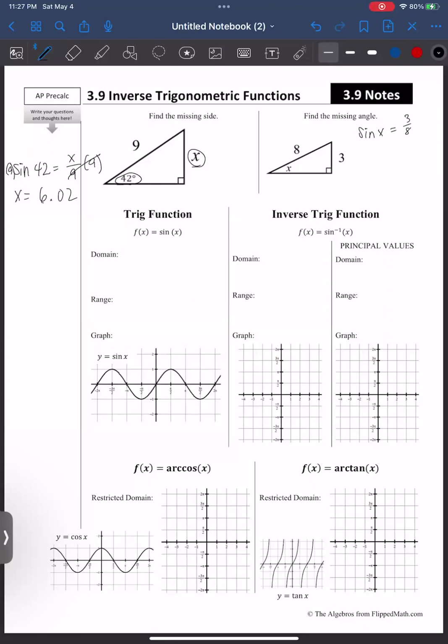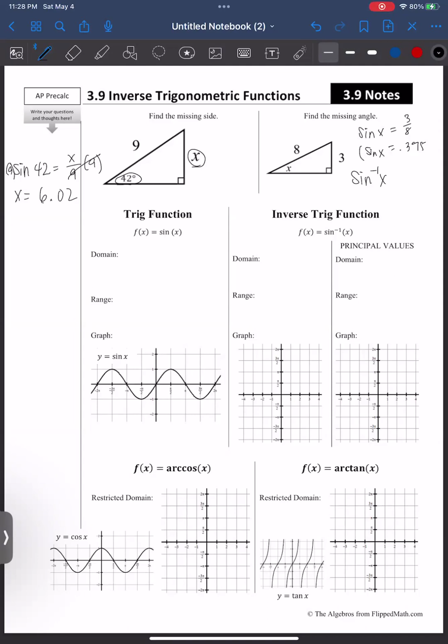If I take 3 over 8, that's 0.375. And then in my calculator, I have to use a function that looks like this. It's going to say sine to the negative 1. It might have the x, it might not. I can't remember off the top of my head. But usually that's above the actual sine button, so you would have to click second sine. But we'll confirm on the graphing calculators in class.